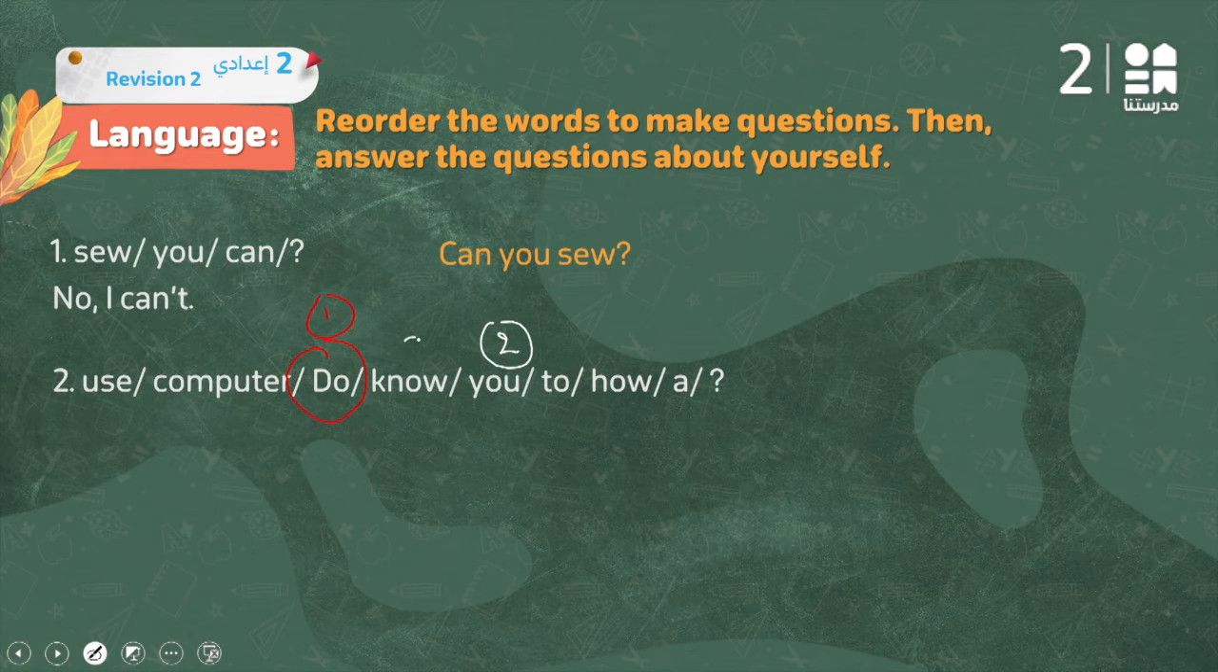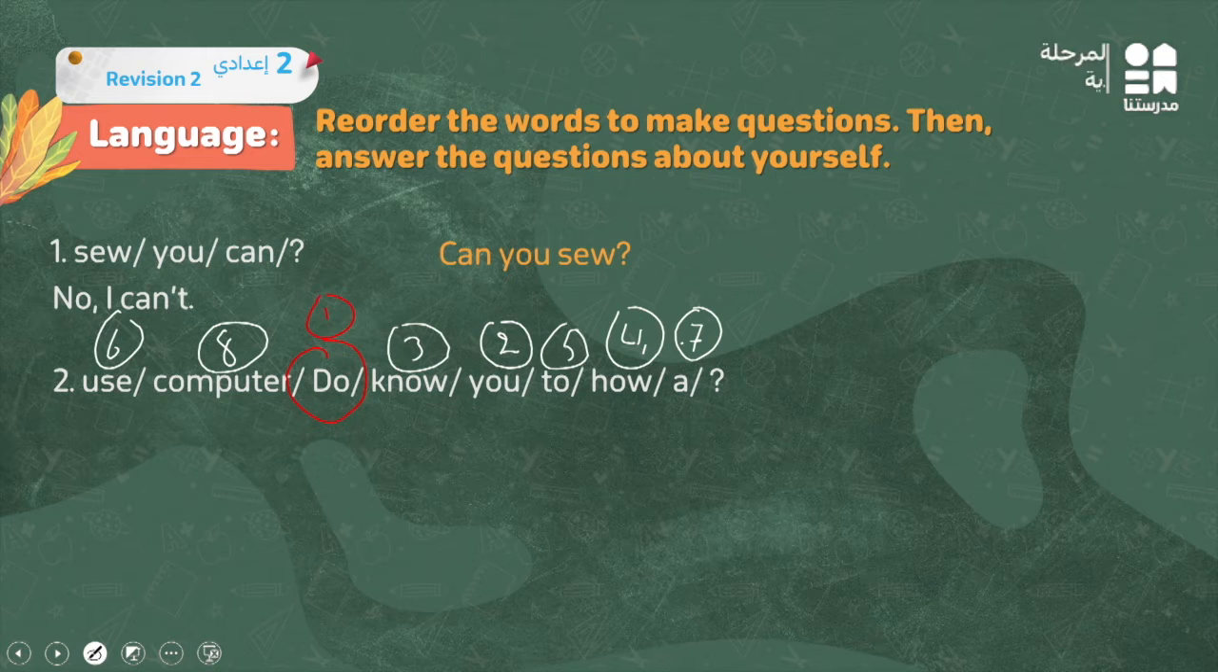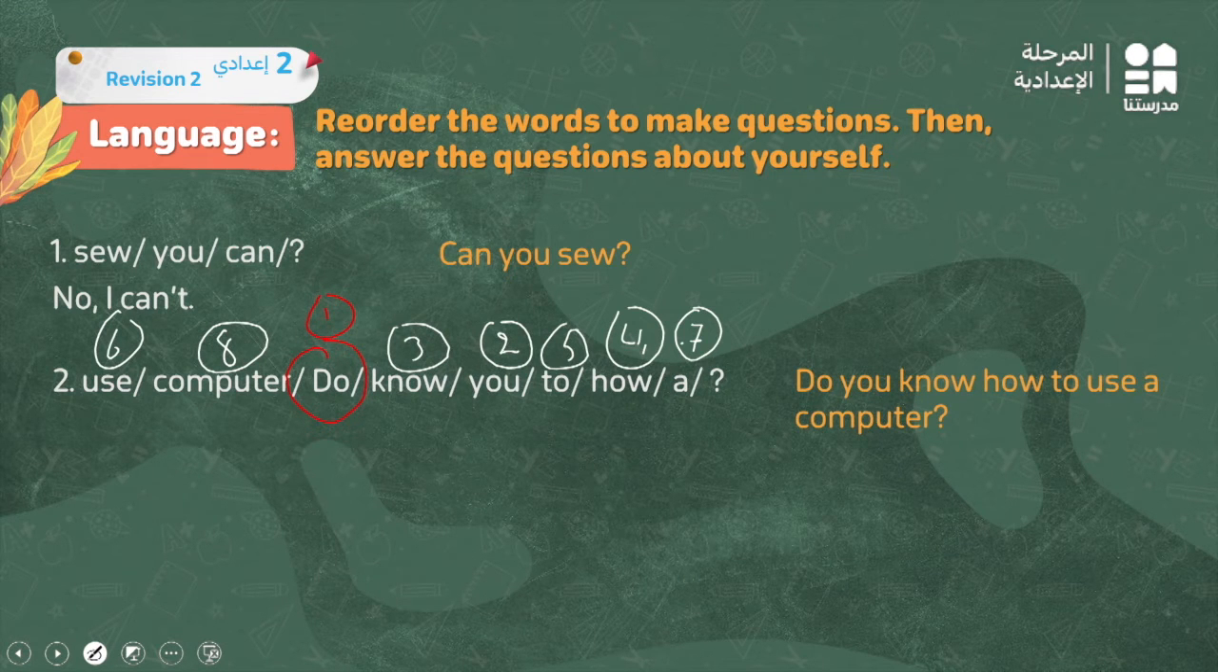Do you know? We have an expression which is called do you know how to? Okay, so how to, and after to I need an infinitive verb. Use a computer. So this is how to number the words in order to put them in order علشان ما تتلخبطوش. Okay, this is in case you have a lot of words that need to be put in order. So this is the answer. Do you know how to use a computer?